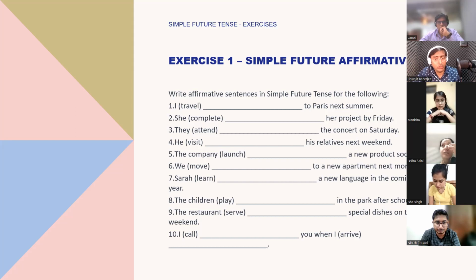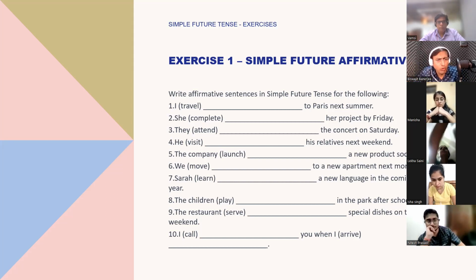The first question, I dash to Paris next summer, can be solved as I shall travel to Paris next summer, which will give it a greater element of certainty that yes, I am going to go. Nobody's going to stop me. But when I say I will travel to Paris next summer, probably that's not that strong, but that's also a correct way of solving the problem.